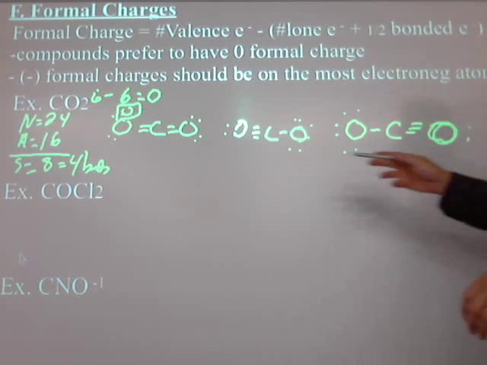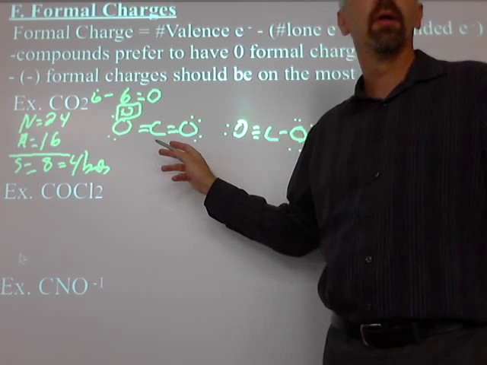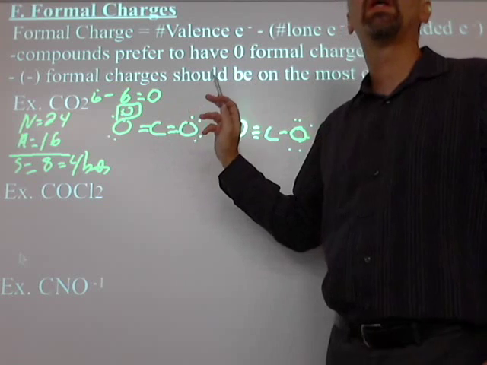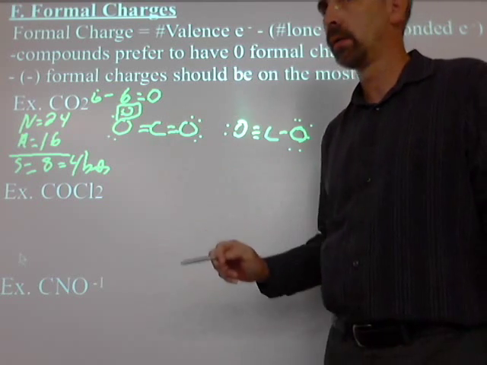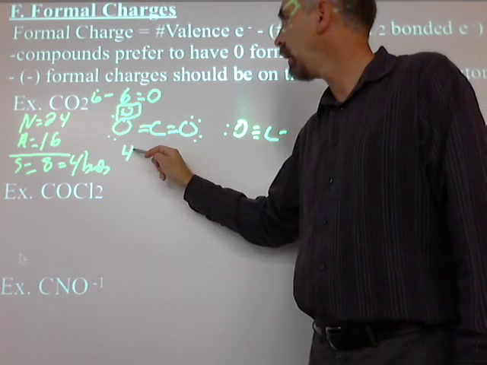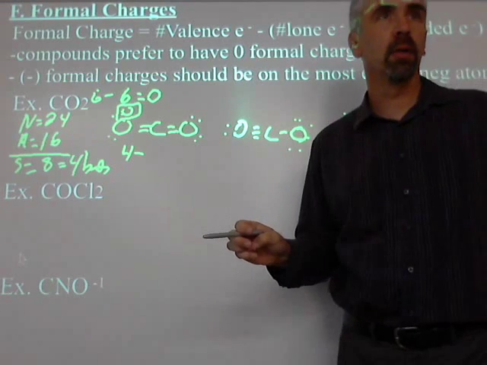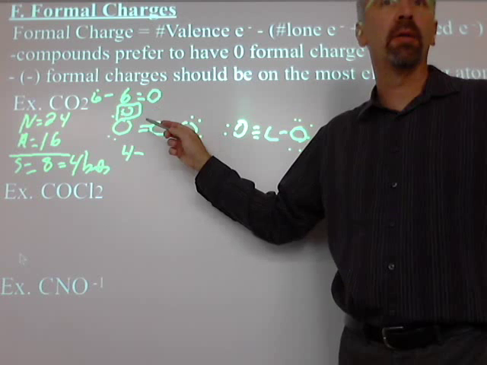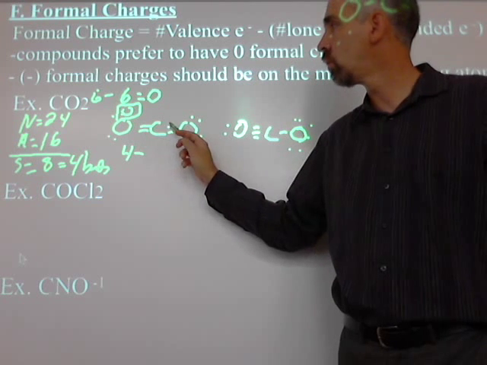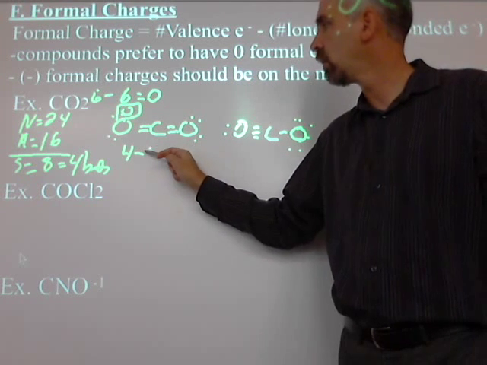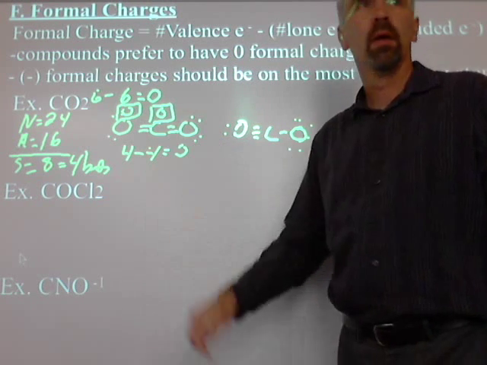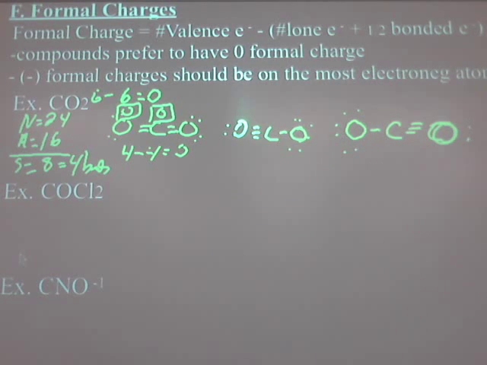I don't have a whole lot of room, so I'm going to do carbons underneath, okay? And then I'll do the other guy above. Carbons underneath here. What's the number of valence electrons for carbon? 4. How many things am I subtracting from carbon? Bonds count as half, right? Even though there's 2 in each one, so it'd be 1, 2, 3, 4, right? So 4 minus 4 is 0. So he's got a formal charge of 0 as well.